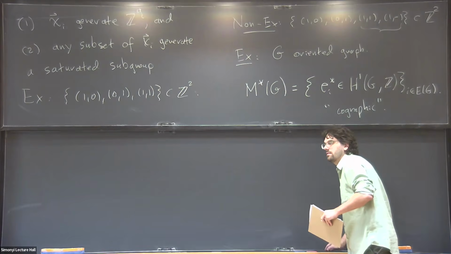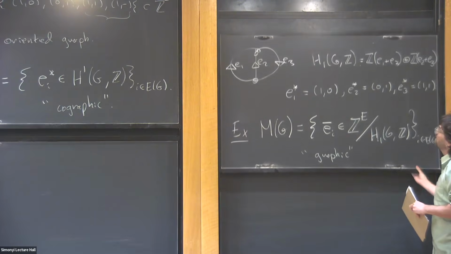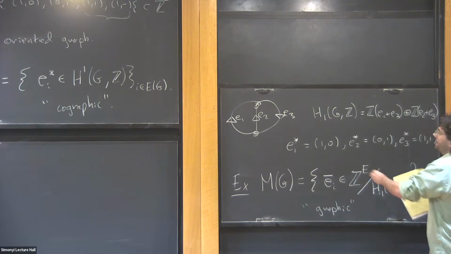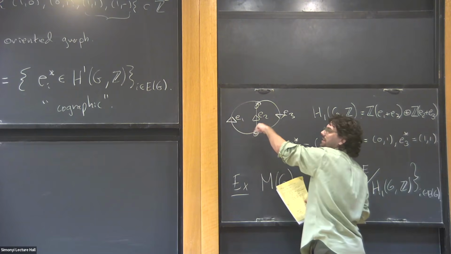E2 minus E3 and E2 minus E3. I know we've been adding this one. This one? Yeah. Well, the orientation of the edge E3, it goes down. So the loop, yeah.